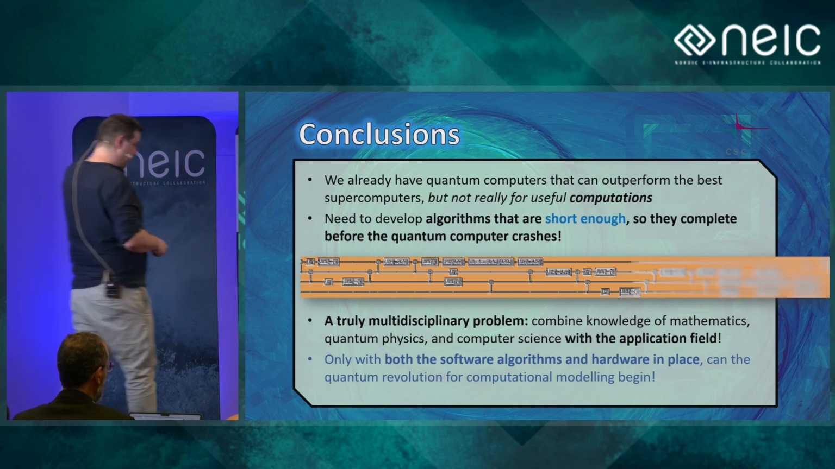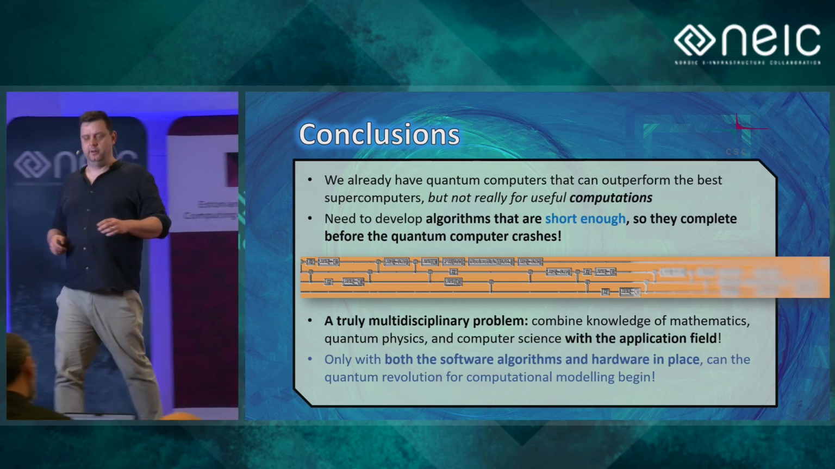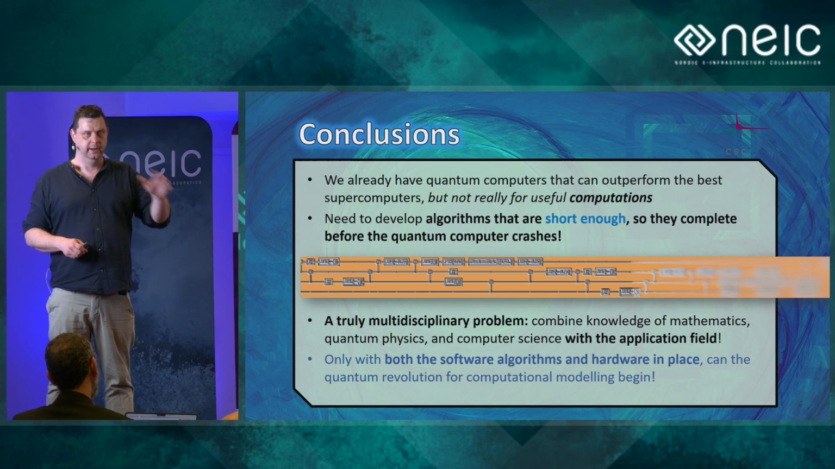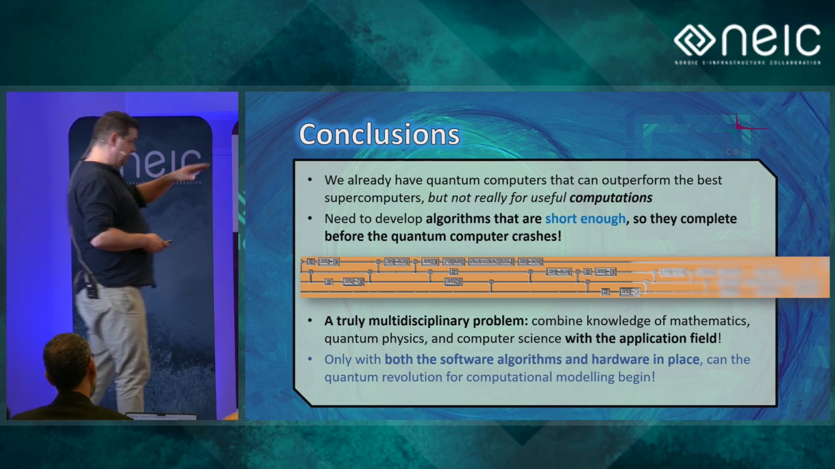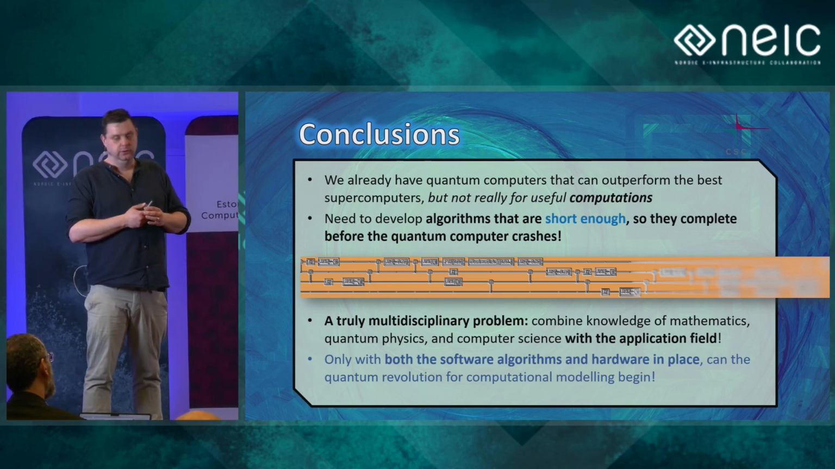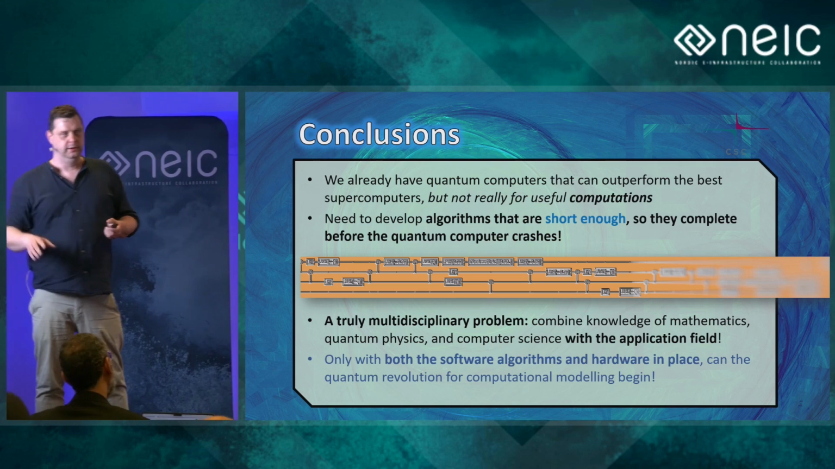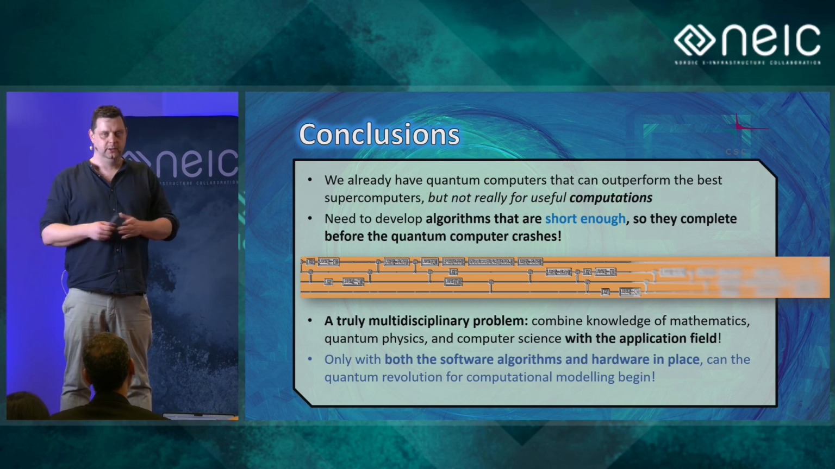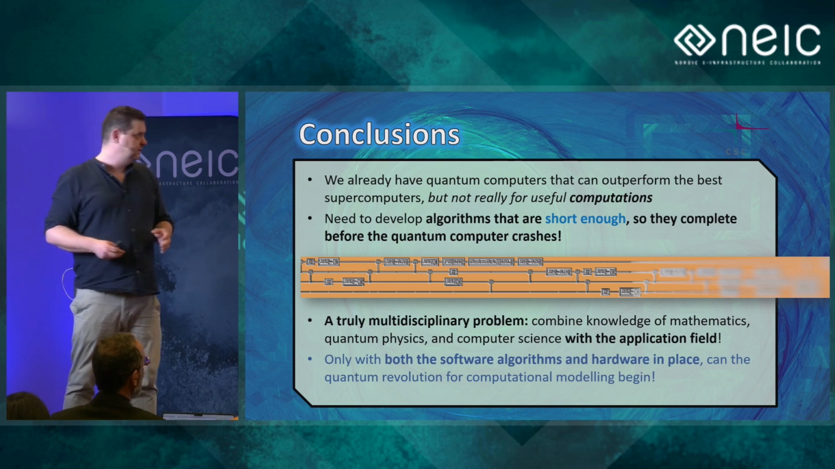So in conclusion, we already have quantum computers that can outperform the best supercomputers, but not really for anything useful, at least on the computation side. Physics experiments are different. Their quantum computers already provide scientists with tools that did not exist before. But we need to develop algorithms that are short enough so that they complete before the quantum computer crashes. And this, as mentioned, is really a multidisciplinary problem because we need to combine the knowledge of all sorts of fields, and especially remember the application fields themselves. So we need to have those that understand the problem at a deep level, both what one wants to solve and how it is being solved now on classical HPC, and what the actual problem is.